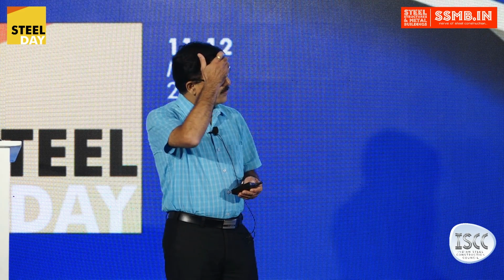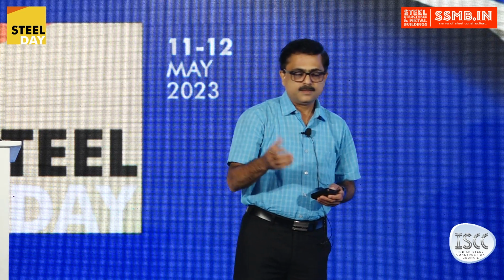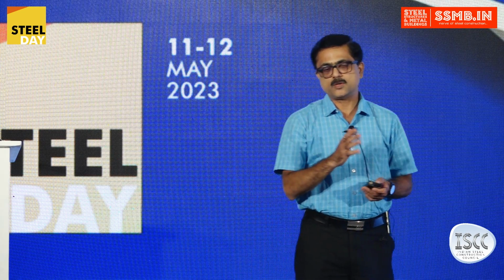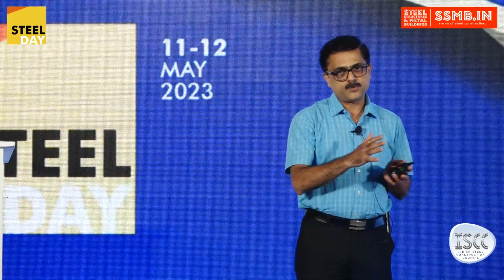So before coming to the second question, the biggest enemy of the I section, because the I section is the first or a very important primary member in the steel frame itself, is lateral torsional buckling. So what is lateral torsional buckling? As the sketch shows, there is a vertical displacement of the member, there is a horizontal displacement of the member, and there is a rotational displacement of the member.